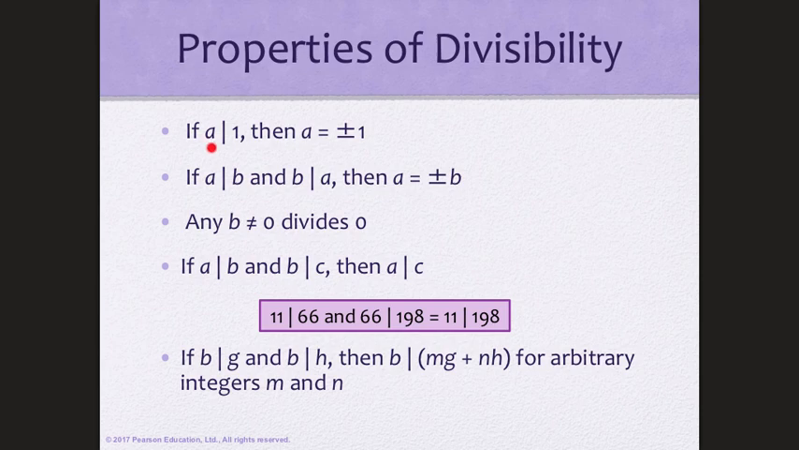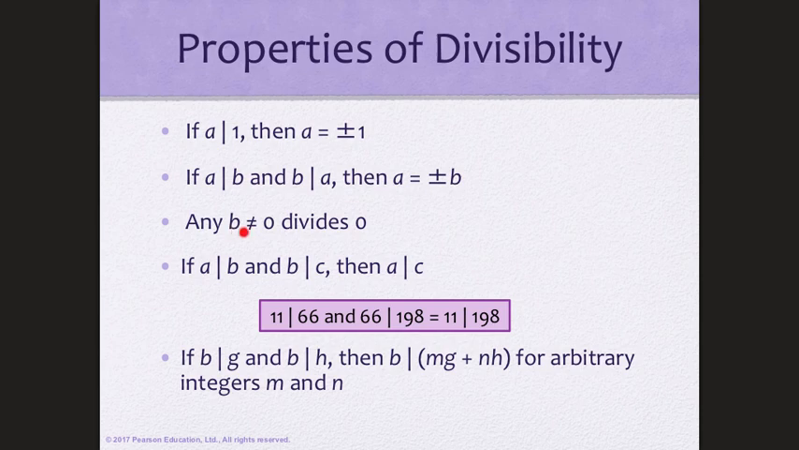If a number A divides the number 1, then the only possible values for A are plus or minus 1, right? No other possibilities. No other integer number will divide it, okay? And the other thing is, if A divides B and also B divides A, so if A is a divisor of B and B is a divisor of A, then the only possibility here is that the magnitudes of A and B are equal, right? So A is equal to B or A is equal to minus B. They have the same magnitude.